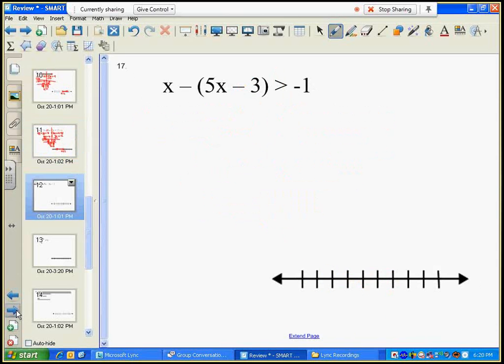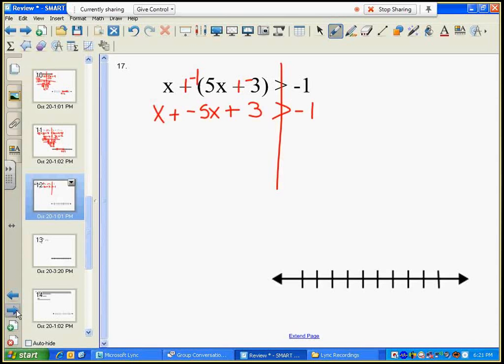Okay. Ooh, I love this kind of problem. So let's simplify this. So let's leave change. What am I going to put there? A negative 1. Very good. So I'm going to distribute now. Negative 5x plus, distribute correctly, plus 3. Positive 3. Negative 1 times negative 3 is positive 3. Is greater than negative 1.